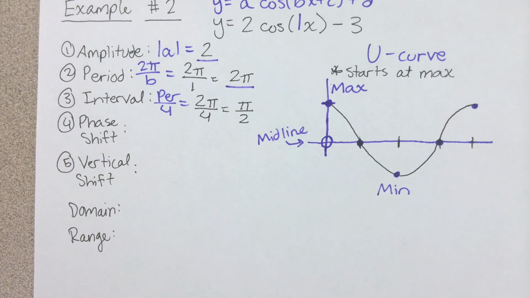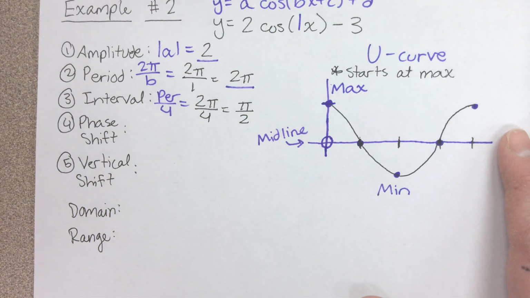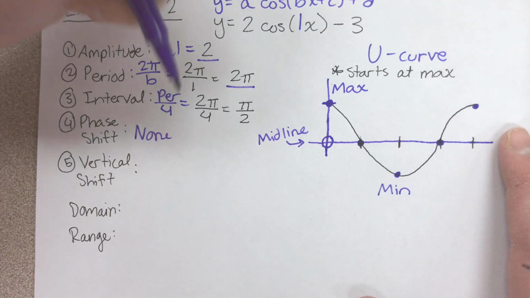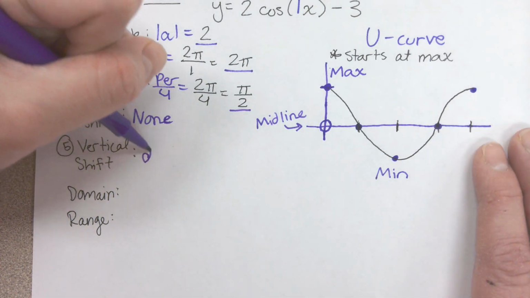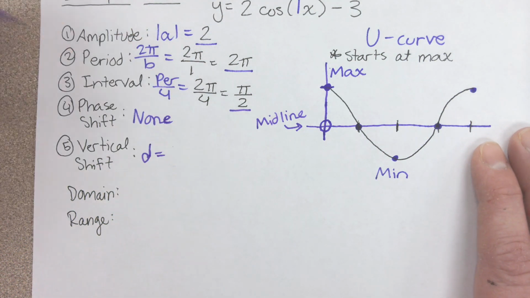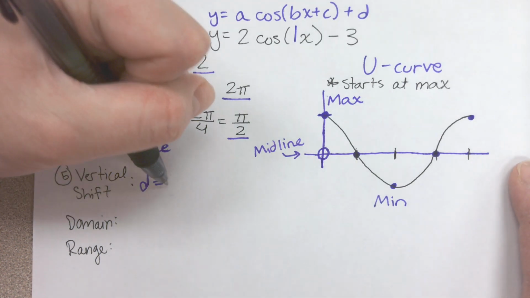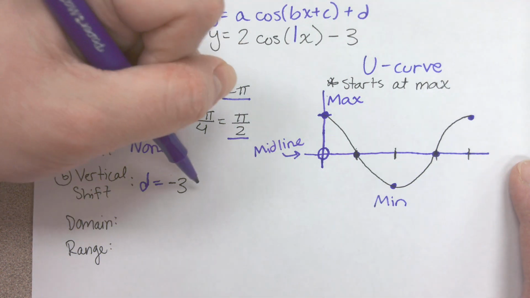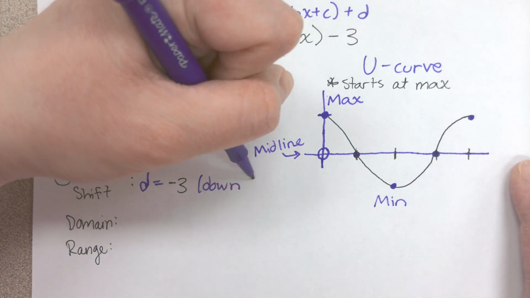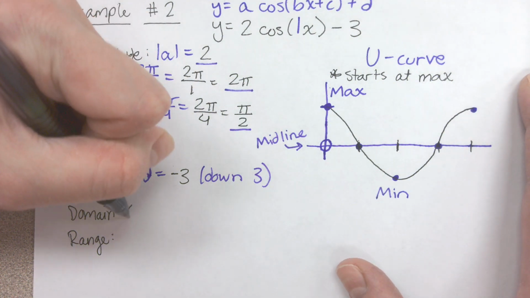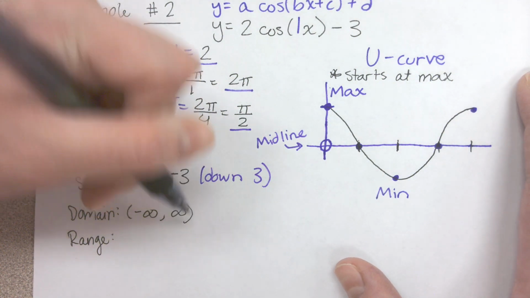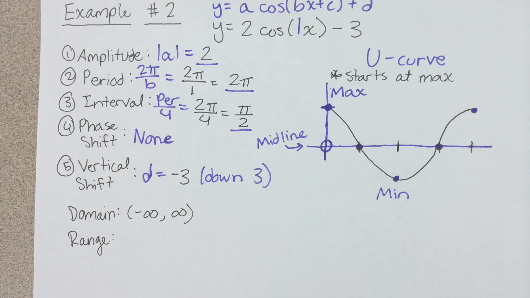Once again, these problems are going to deal with only vertical shifts for now, so no phase shift. Vertical shift, that's our D value. D is at the end of the equation, it's that minus 3, which means we move down 3. And once again, domain on these curves is always negative to positive infinity, so I'll go ahead and fill that in. Range will be determined later.